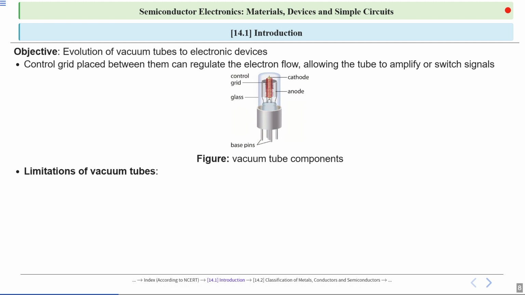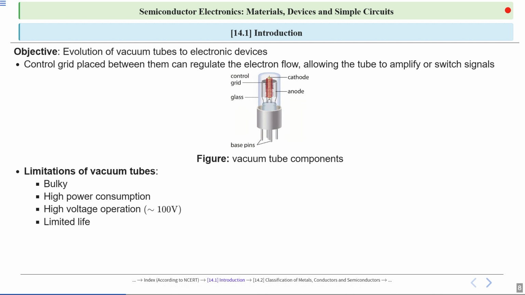Let's discuss the limitations of vacuum tubes. Vacuum tubes are bulky, making them hard to fit in small spaces. This limits their use in modern electronics, which require compact designs. High power consumption refers to using a large amount of electrical energy. Vacuum tubes consume a high amount of power. High voltage operation, around 100 volts, refers to using higher electrical potential to power devices. Vacuum tubes operate on high voltage.